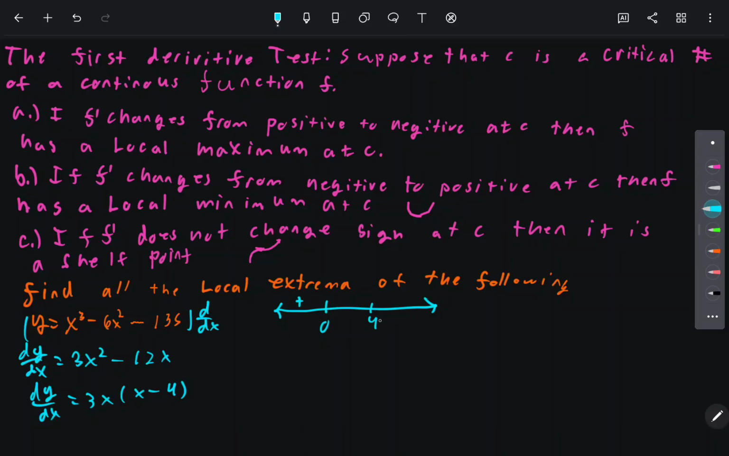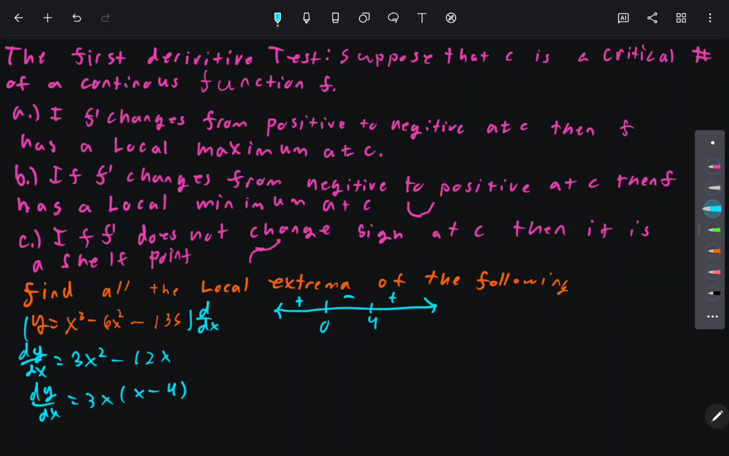Then from 0 to 4, well, we're going to plug in a value like 1. The outside's positive, but the inside is negative, so it's going to be decreasing. Finally, once we hit 4 or greater, let's say plug in 5, the outside's going to be positive, and the inside's also going to be positive. So a positive times a positive is a positive.